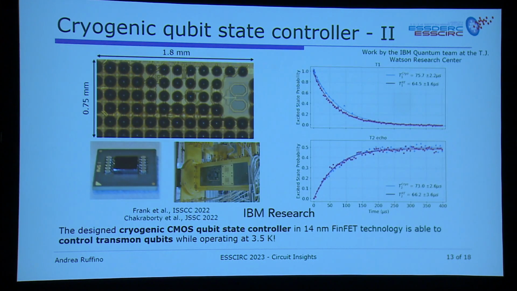So this circuit was taped out in 14 nanometer technology, and as you can see here, it was packaged and then connected into the dilution refrigerator, as I was showing at the beginning, and it was operated at 3.5 Kelvin within the dilution refrigerator, and it was shown that this circuit can control superconducting qubits with the required accuracy, which is comparable to the room temperature electronics, which is the current solution.